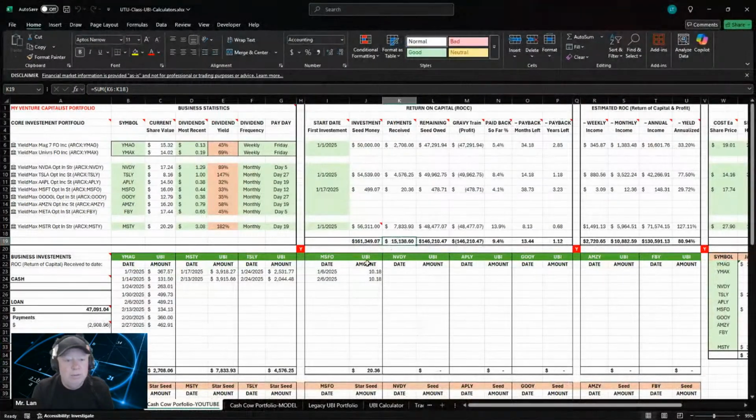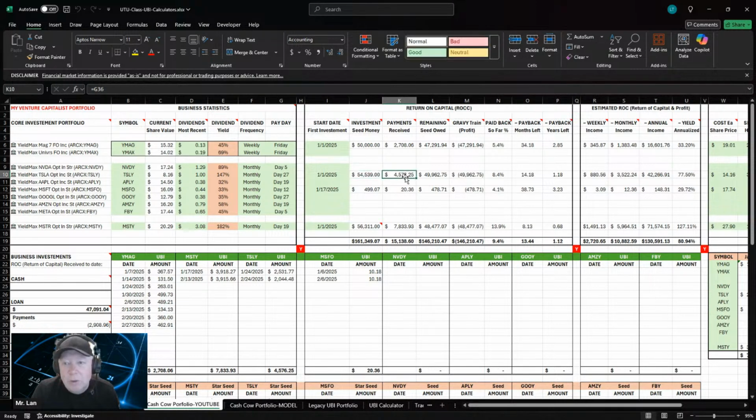There is our portfolio. So this is our UBI portfolio. Let's go update it. So first thing we want to do is see what YMAG's been doing for us. We got $50,000 in YMAG. We've received $2,708 so far. Remaining seed money, they've got to give us $47,000 back before we have 100% of our money back that we've given them. And that's estimated to take 2.85 years. That's not bad. And in Tesla, now we have some money in Tesla, 54,000.